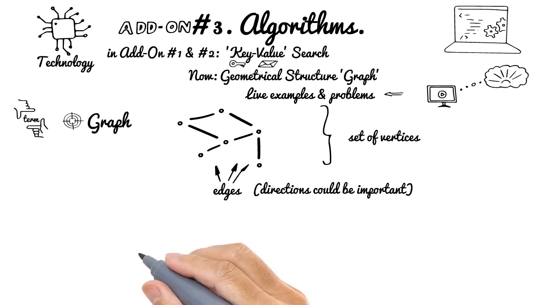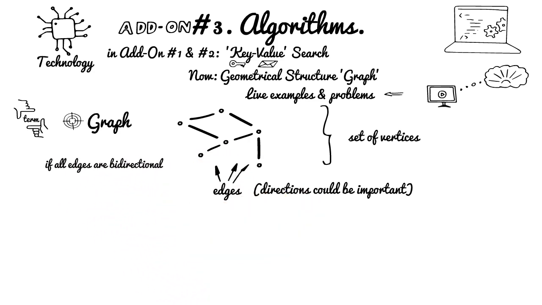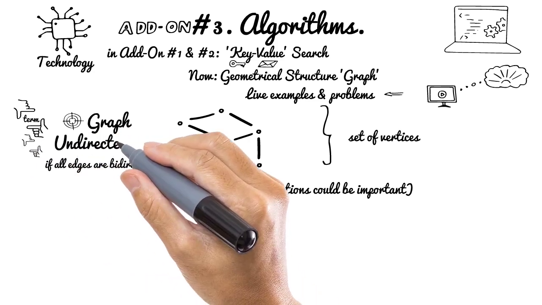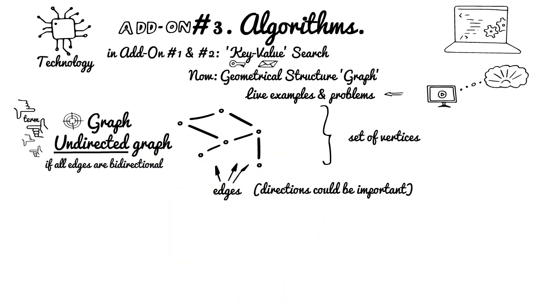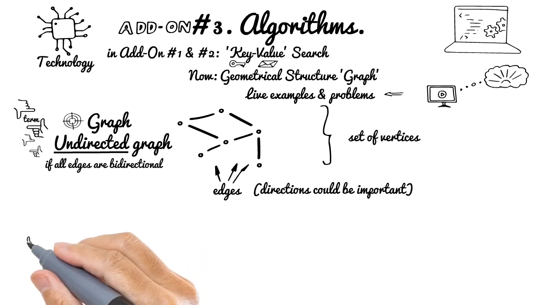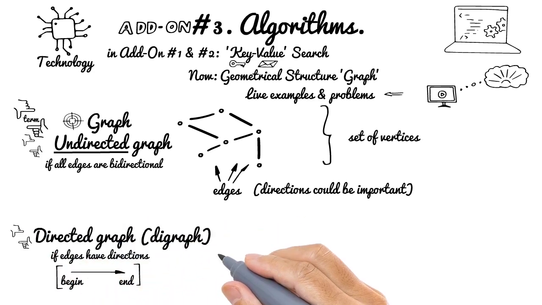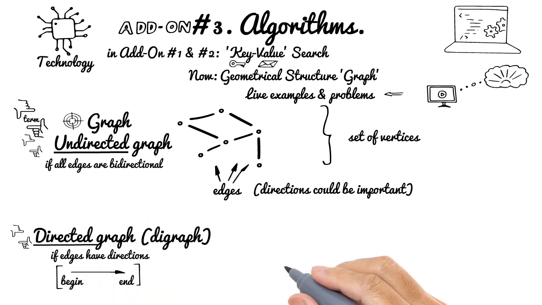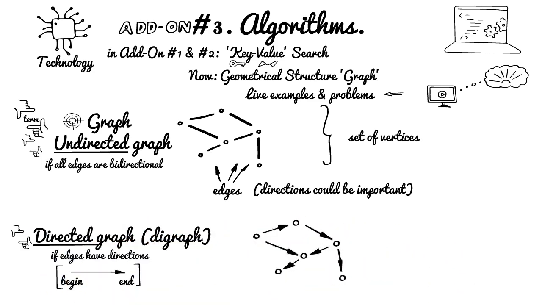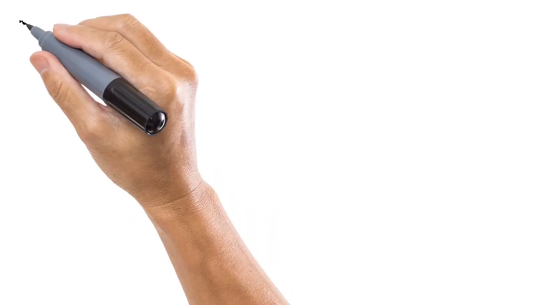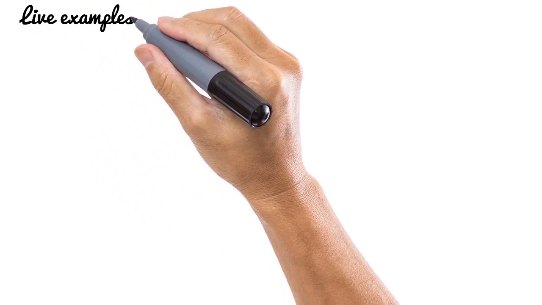If all edges are bidirectional, such graph considered as undirected graph. In this case, direction of edges are not even marked. If edges of graph have associated directions, such graph named as directed graph or digraph. And we can mark direction by arrows, having beginning and end. It's easy to see a lot of examples of graphs in real life.